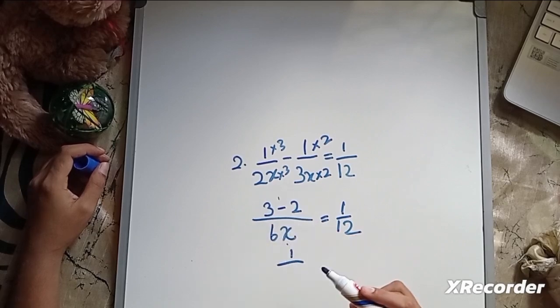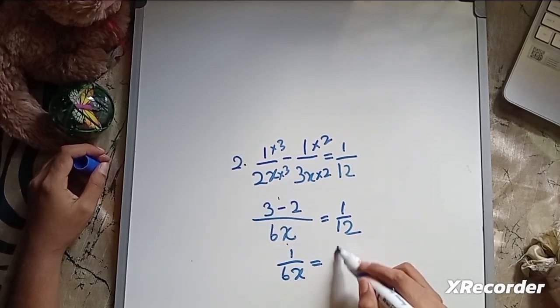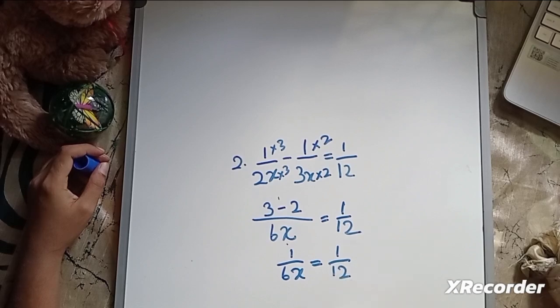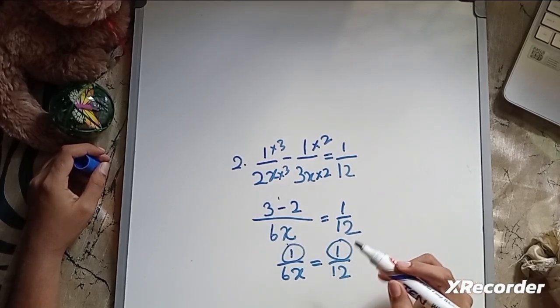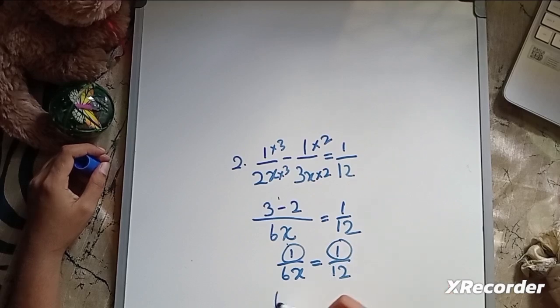So 3 minus 2, 1, over 6x, equals 1 over 12. Since these numerators are the same, you can say 6x equals 12. x equals 2.